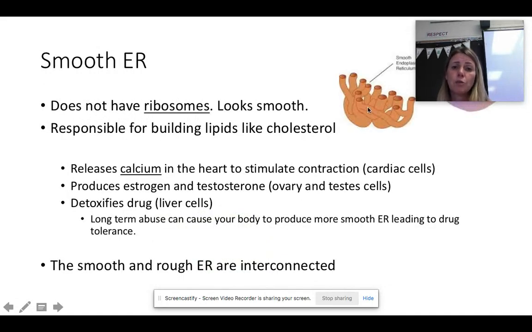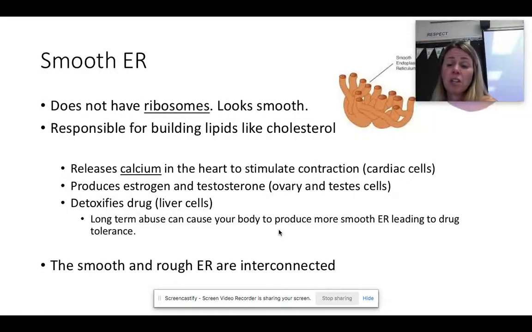So smooth ER doesn't have ribosomes. It looks smooth. And again, this is going to be making fats and cholesterol for the cell membrane. It also is found to release calcium, and that's going to be important for cardiac cells or muscle cells. We also find that it produces estrogen and testosterone, and it even can detoxify, which is found in the liver cells. So long-term abuse can cause your body to produce more smooth ER, leading to drug tolerance.